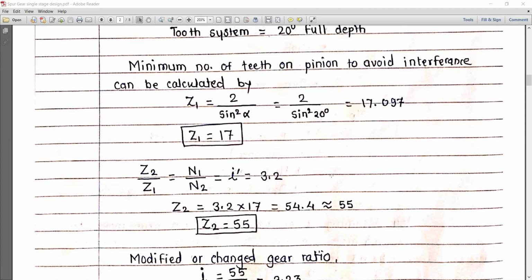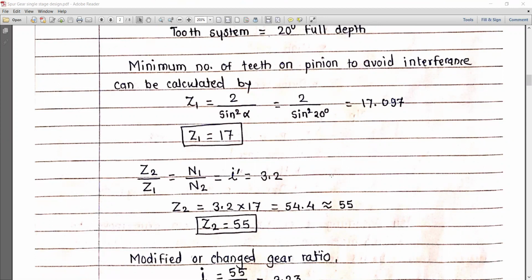Now to calculate the minimum number of teeth, Z1 is equal to 2 divided by sin square alpha, where alpha is the pressure angle that is 20 degree. So what we get, Z1 is equal to 17.097. So we are taking the minimum number of teeth on pinion equal to 17.